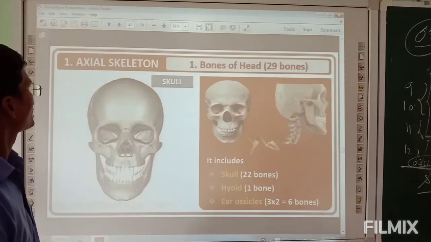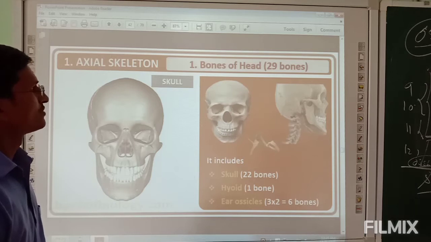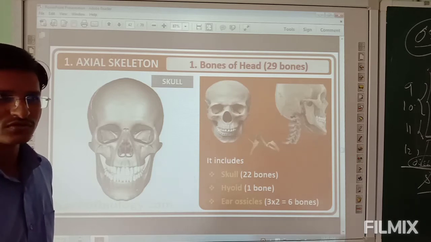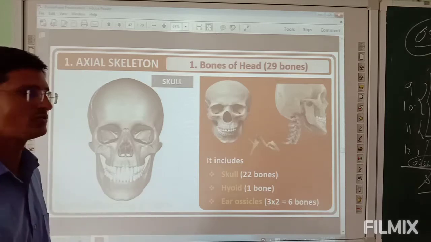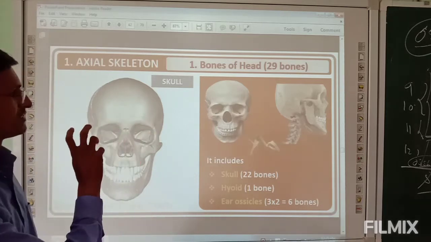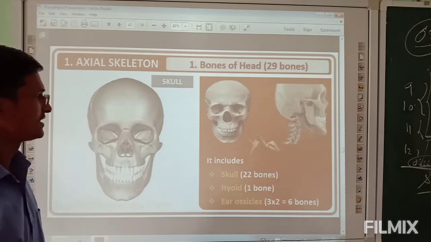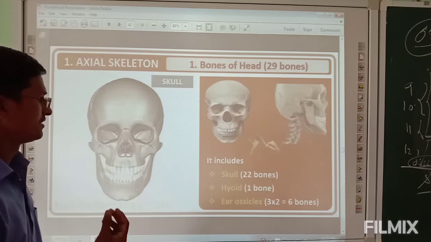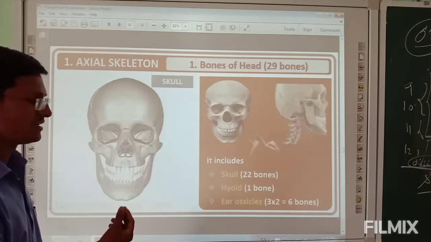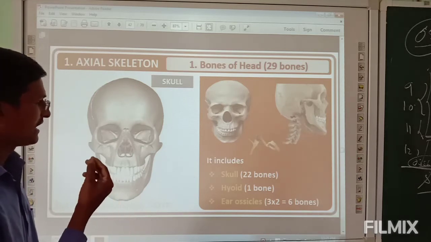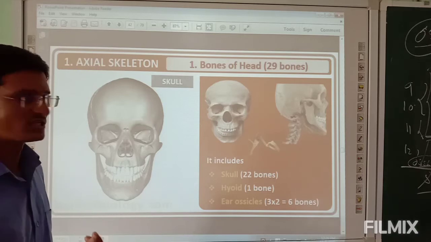So here, in the axial skeleton, we will quickly try to understand the bones of the head. There are 29 bones. It was there in 4th standard and in the 5th standard also, so related to the topic we are just revising. The bones of the head, 29 bones, include the skull, hyoid and ear ossicles. The skull has 22 bones, the hyoid 1 bone, and the ear ossicles 6 bones.